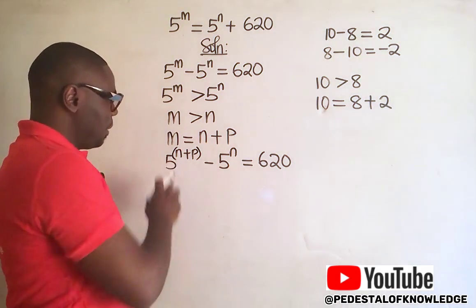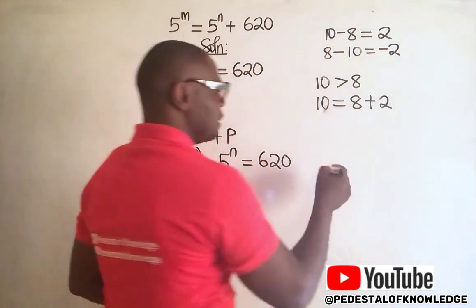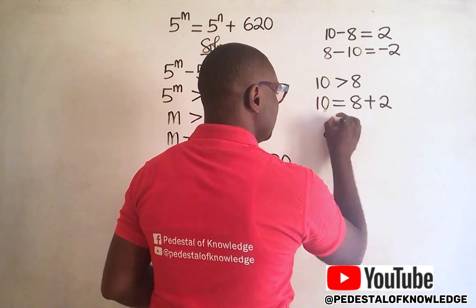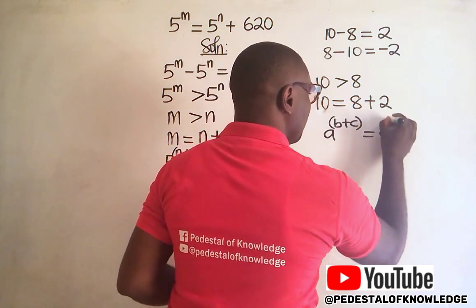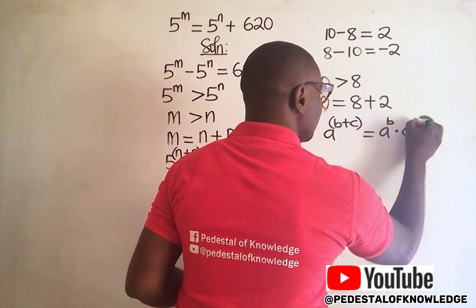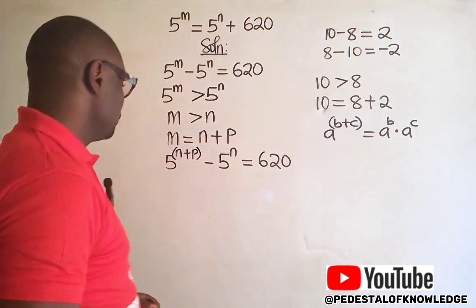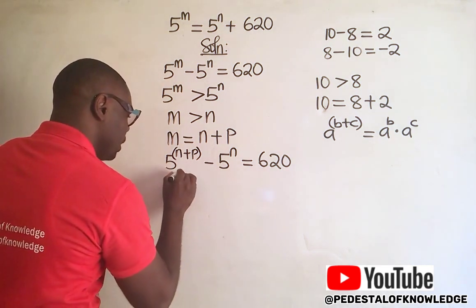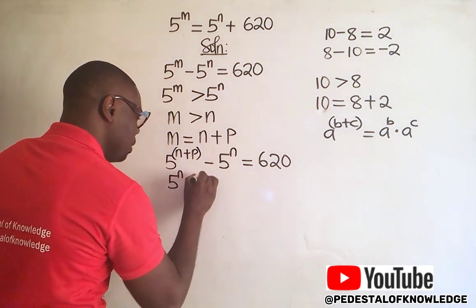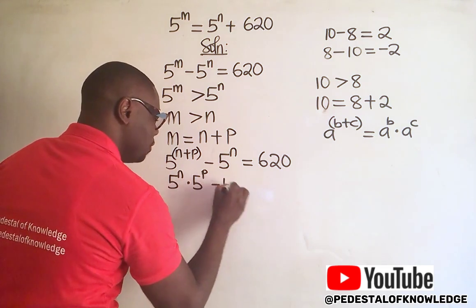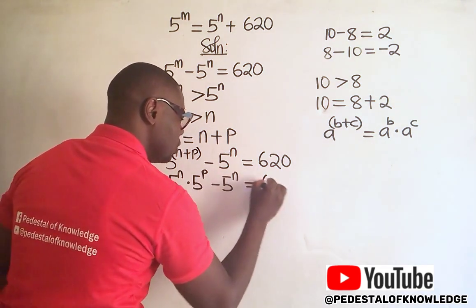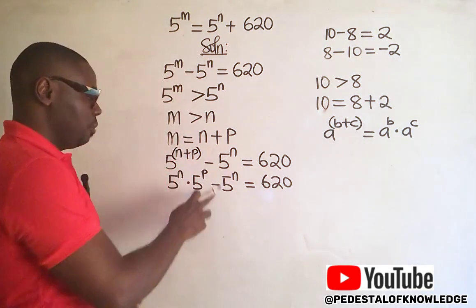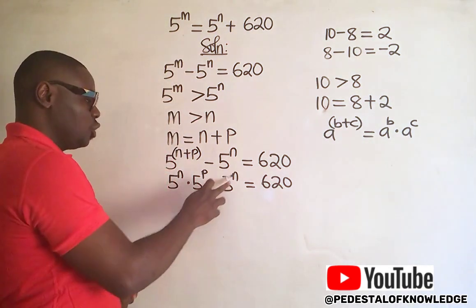Now, here, we are going to apply the simple laws of indices. Remember that a raised to power b plus c is the same thing as a raised to power b multiplied by a raised to power c. Okay, so that's what we have here. So that means that 5 raised to power n plus p is equal to 5 raised to power n multiplied by 5 raised to power p. Then minus 5 raised to power n is equal to 620. Okay, now remember that here now, 5 raised to power n is common. So what we are going to do now is to factor it out.